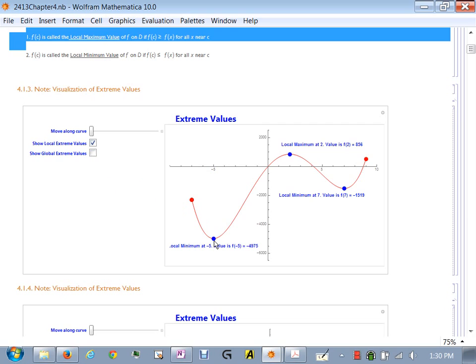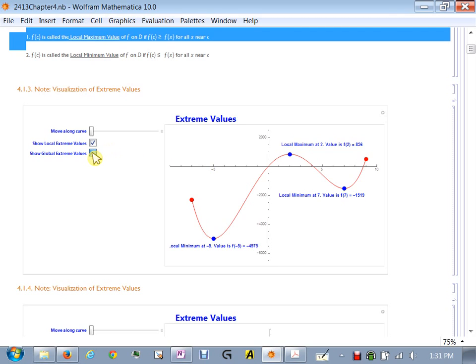This right here is a local, what? Minimum. It's the lowest point near it. Look around it, it's the lowest point. This point is also a local minimum. This one is a local maximum. And we could even consider this to be a local maximum because it is the highest point near it. And this one right here we could look at as being a local maximum also.